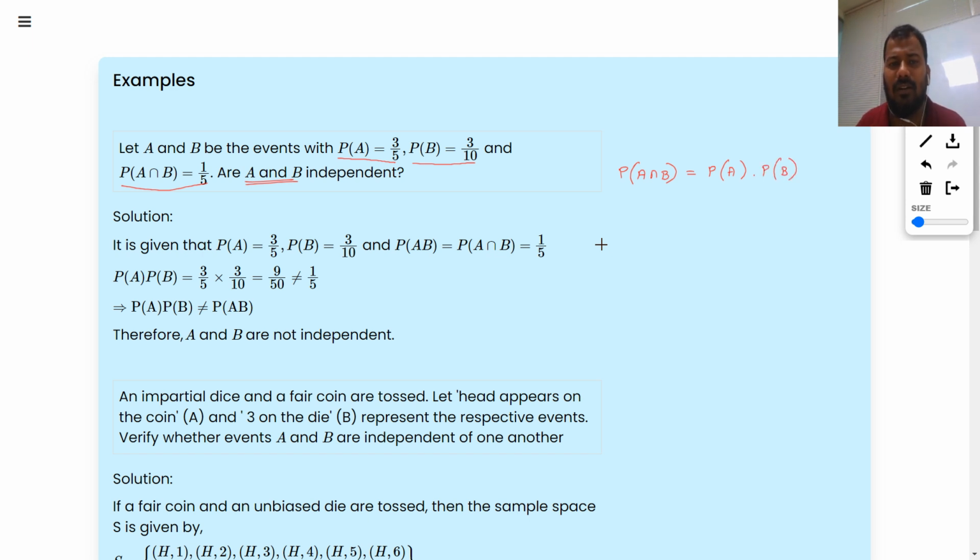Now if you look here, probability of A is given by 3 over 5, B is given by 3 over 10. You just multiply this, you're going to get 9 over 50. And they have already given probability of A intersection B, which is 1 over 5. You can check that 9 over 50 is not equal to 1 over 5. So they are not independent.